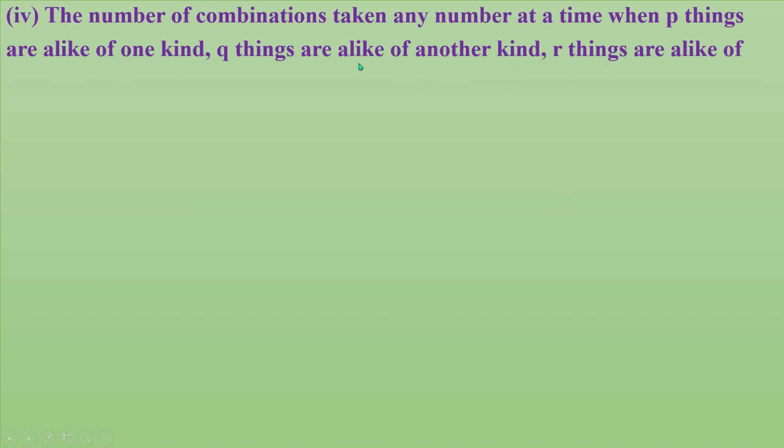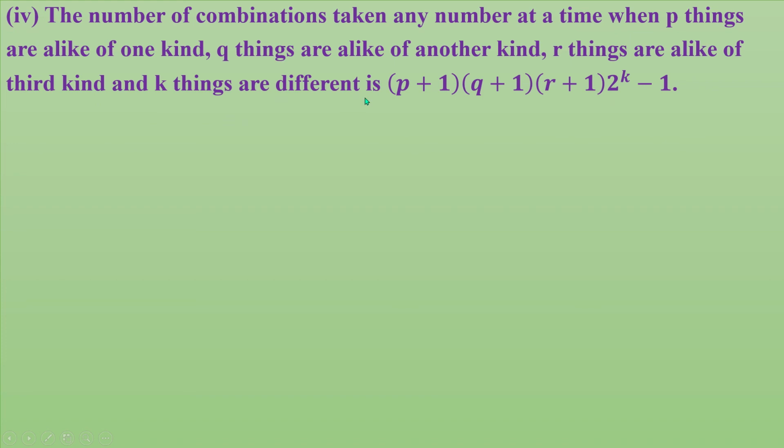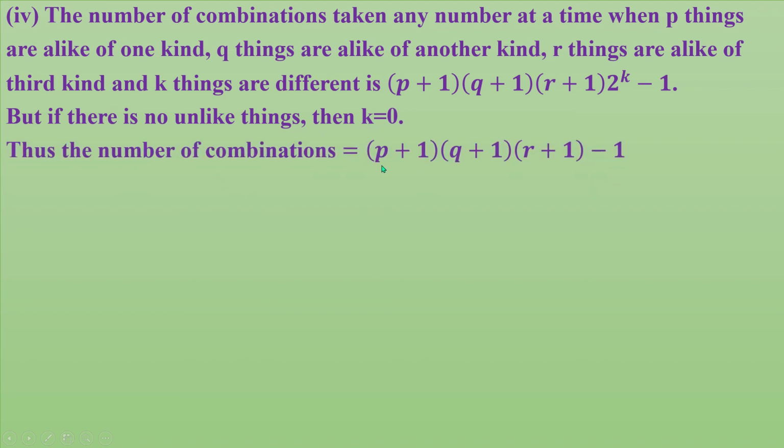The number of combinations taken any number at least at a time, when P things are alike of one kind, Q things are alike of another kind, and R things are alike of a third kind, and K things are different, is (P plus 1) into (Q plus 1) into (R plus 1) into 2 to the power K, minus 1. But if there are no unlike things, then K equals 0. Thus the number of combinations equals (P plus 1) into (Q plus 1) into (R plus 1) minus 1, because 2 to the power 0 means 1. Okay, that means we have this part, minus 1.